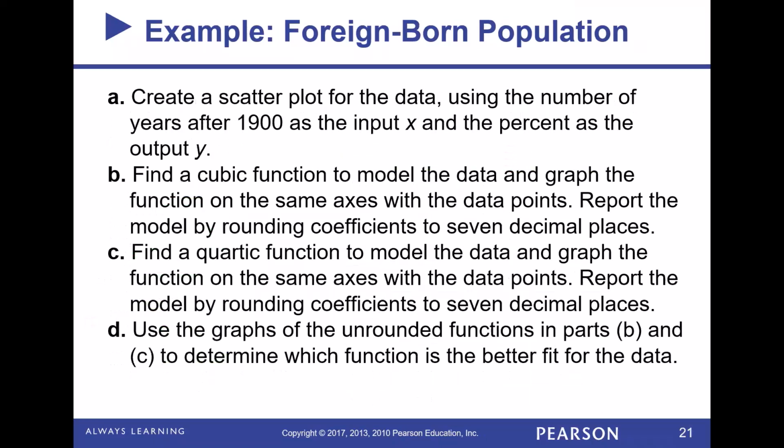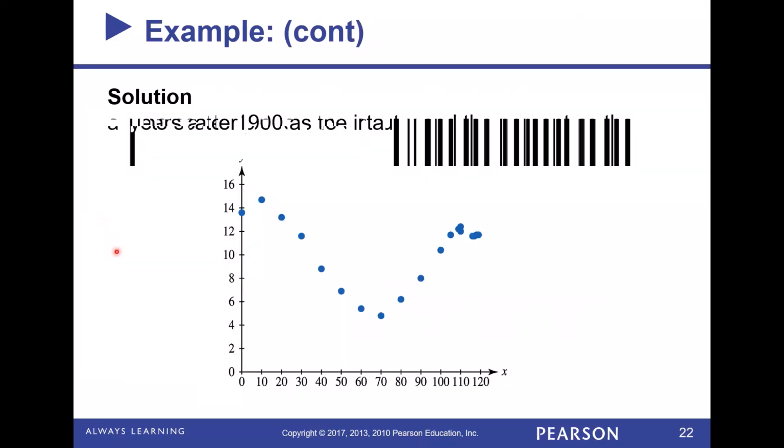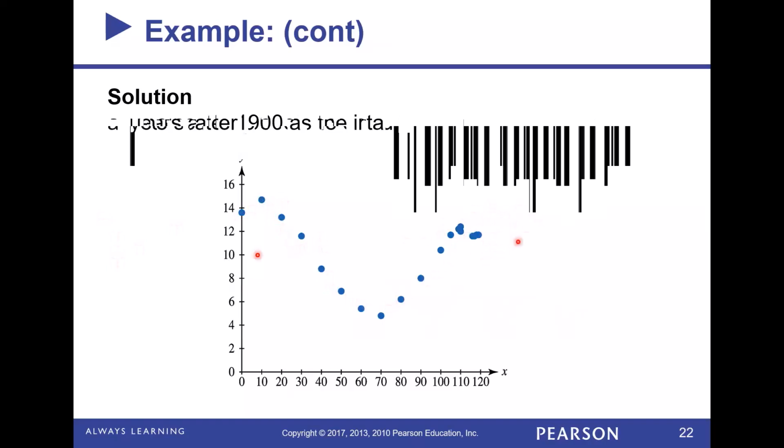The first thing I asked you was to create the scatter plot, and here was our pretty scatter plot. As you can see, it looks a little crazy there. That does happen. This is where when you hit Zoom 9, it does all this mess for you of trying to figure out which window is going to be the best fit. Now, the second thing I asked you to do was find a cubic model. If you still need to find your cubic model, go ahead and pause and find it.